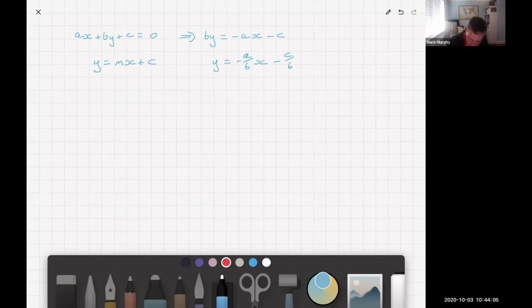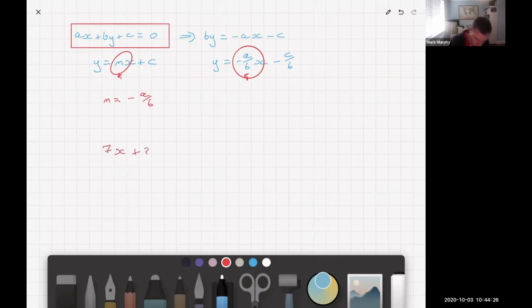Now let's just look at this, right? And look at this. So m there, right, and the a over b there, okay? Basically what you're saying there is, if you see this formula, for example, then you can just say straight away that the slope of that line is equal to minus a over b. For example, let's write down 7x plus 3y minus 4 equals 0.